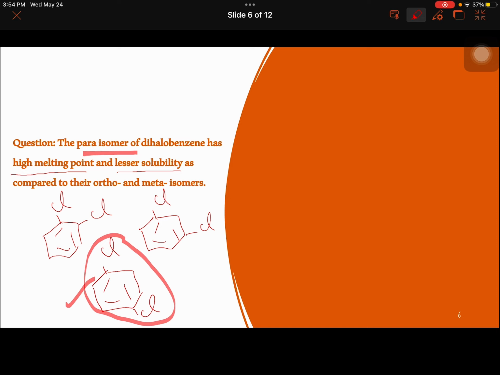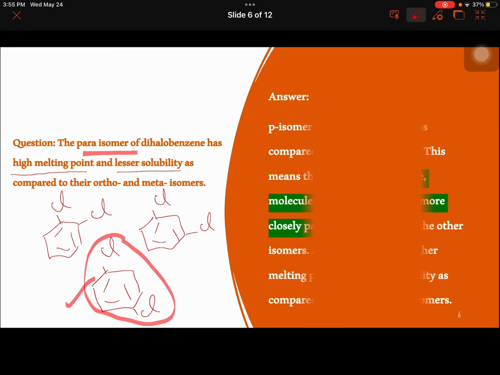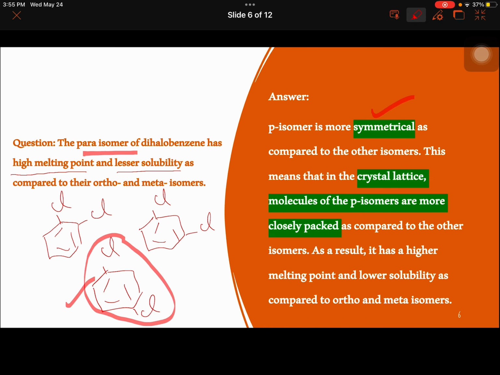Again the same reason. If it has to dissolve in a particular solvent, it has to make bonds with the solvent, and in the process the earlier bonds have to break. If the bonding is strong, because the symmetry is there and it is fitting in the crystal lattice, the solubility will decrease. So the para isomer is more symmetrical, first thing, very important. This means that in the crystal lattice, the molecules of the para isomer are more closely packed. It fits very well. You get an almost perfect structure. As a result, the melting point is higher and the solubility is lower.